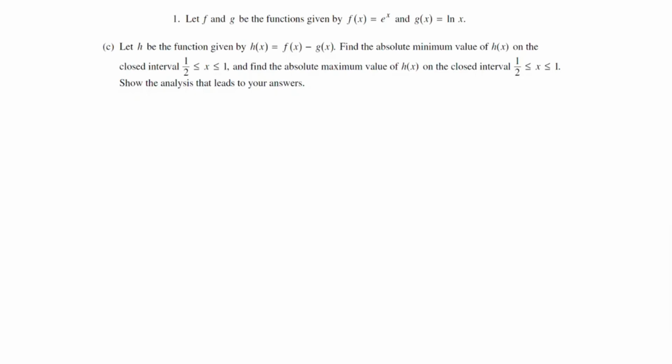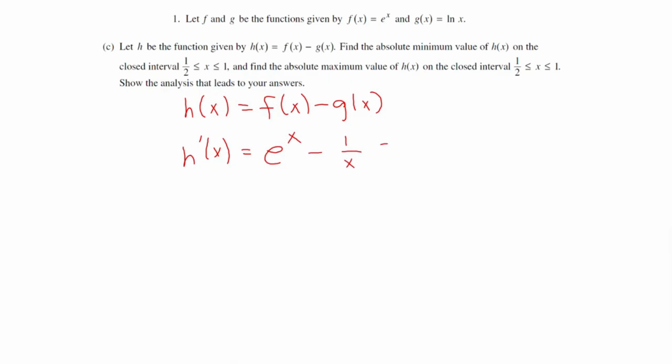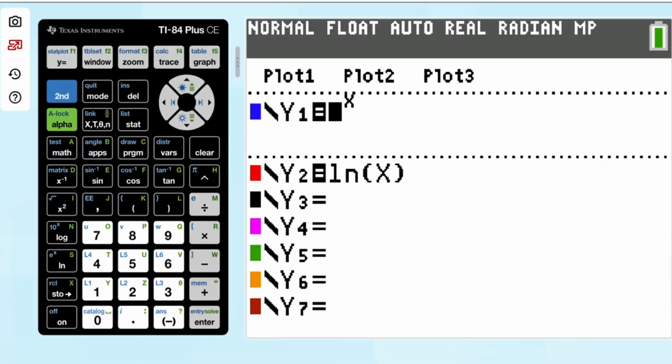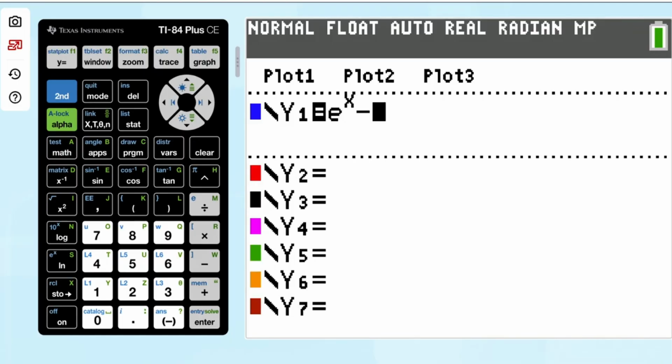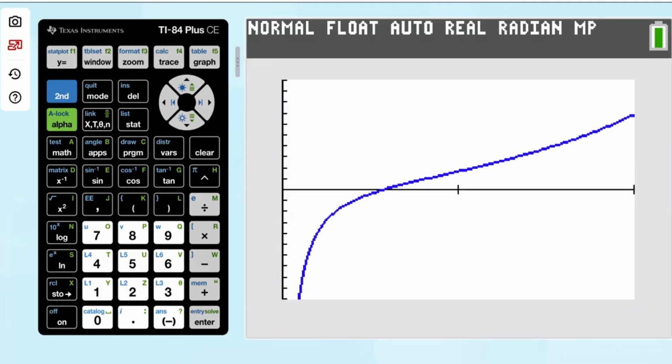So if h of x is f minus g, then h prime of x should just be the derivative of that, which is the derivative of e to the x is e to the x, and the derivative of natural log of x is 1 over x. So first we need to see when on the interval from 1/2 to 1 is e to the x minus 1 over x equal to 0. So we'll go back into our graphing calculator and we'll just type in the function e to the x minus, and I'm going to hit alpha x here to make a nice little fraction, 1 over x. And we'll see when it's equal to 0.